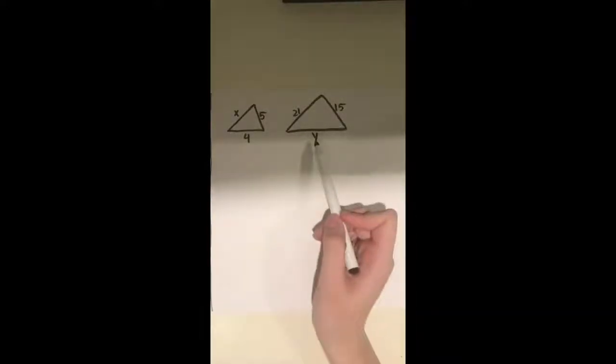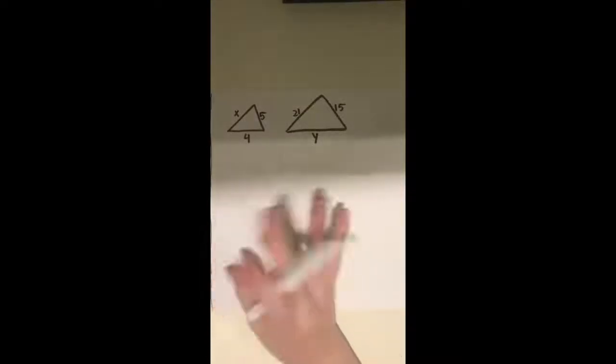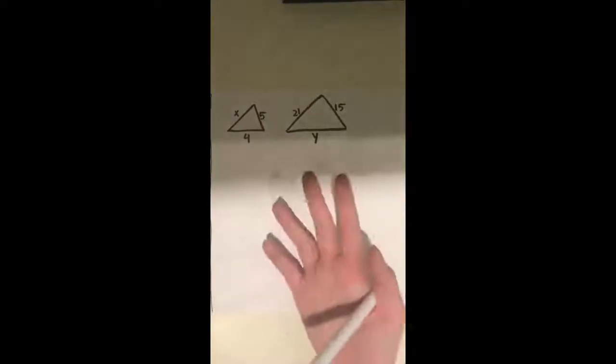Okay, so let's say you have a problem where you have to solve for x and y that are part of two triangles that you know are similar. So the first thing you'd want to do is probably find out the enlargement factor between the two triangles. And we do have a reference, which is the side of 5 and the side of 15.